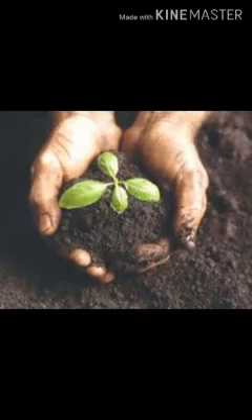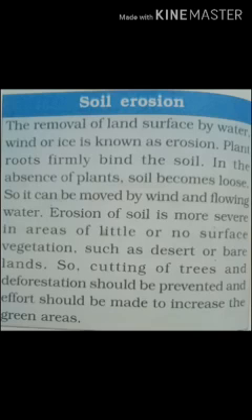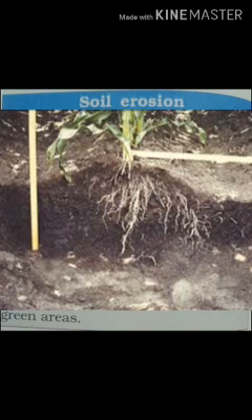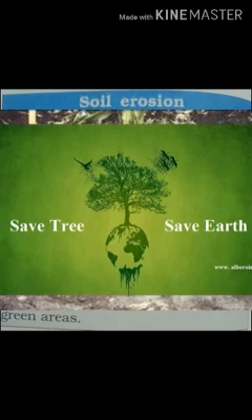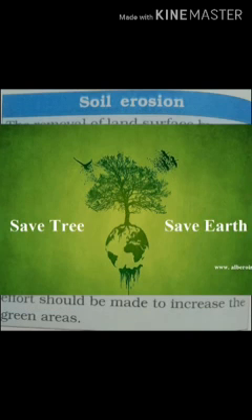Soil is very important for plants and for us as well. So we should protect soil from getting eroded. The roots of plants firmly bind the soil and stop soil erosion. So we should try to grow more and more trees and stop cutting trees and deforestation.